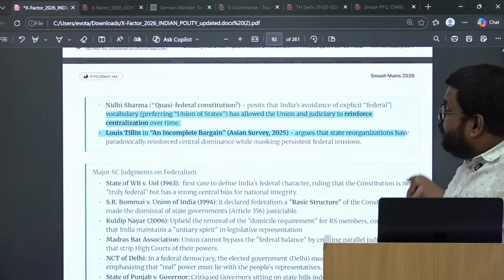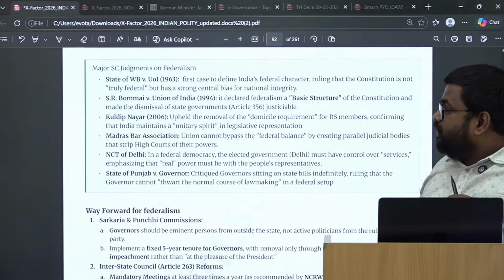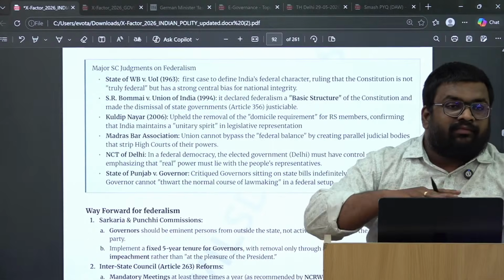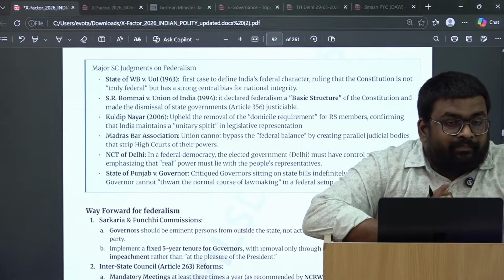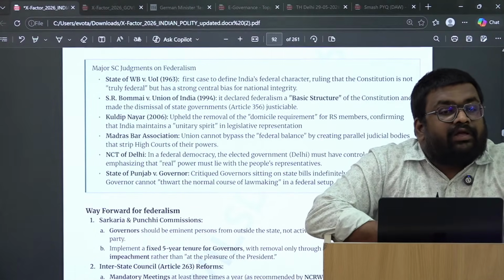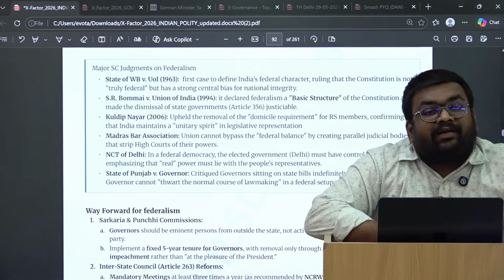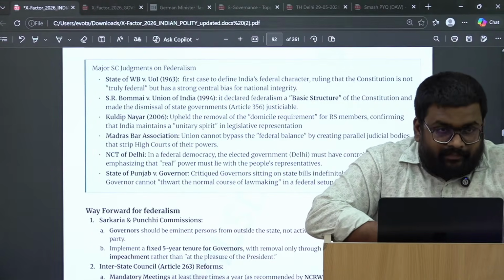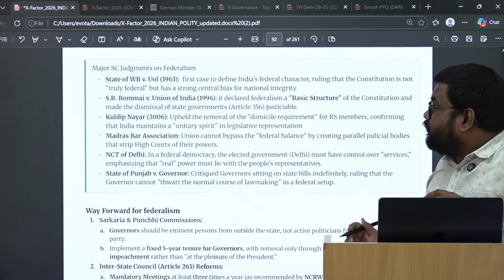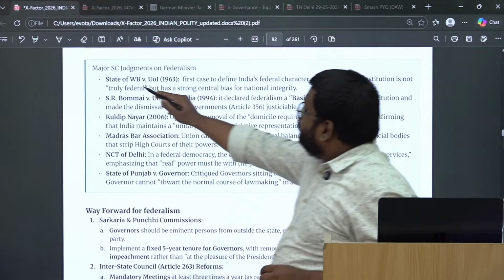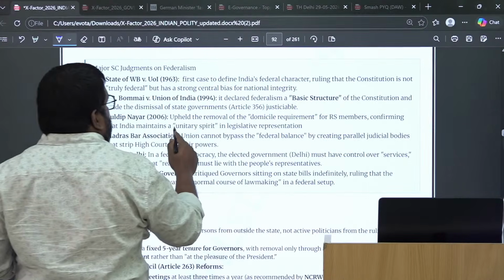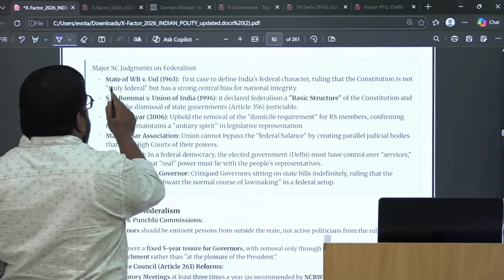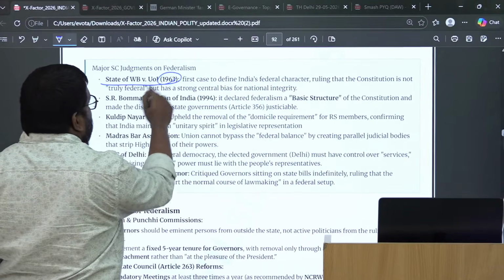Then major SC judgments on federalism. इतने SC judgments हैं और ये मैंने बॉक्स में डाला है. That means on any question on federalism आपका एटलीस्ट एक सुप्रीम कोर्ट जजमेंट आना ही चाहिए. ठीक है, सो द मोस्ट इंपॉर्टेंट वन इज दिस, की स्टेट ऑफ वेस्ट बंगाल वर्सेस यूनियन ऑफ इंडिया, 1963.